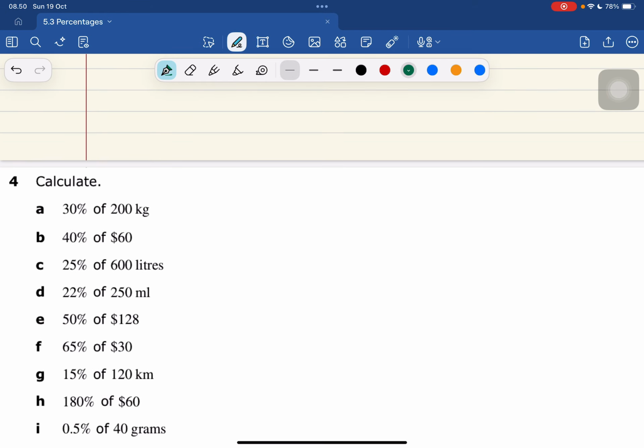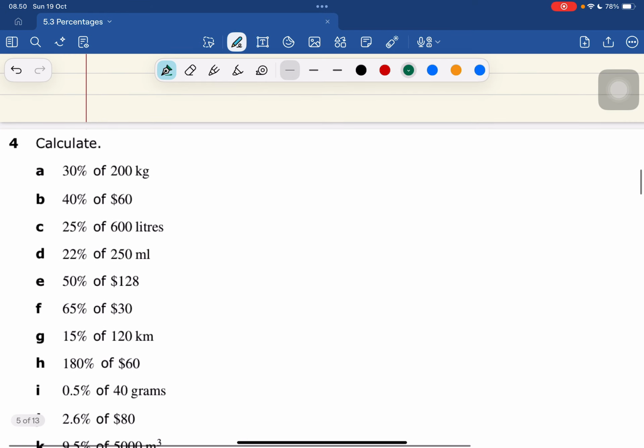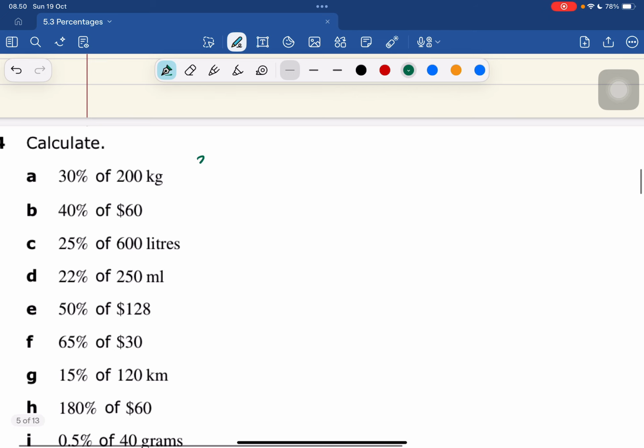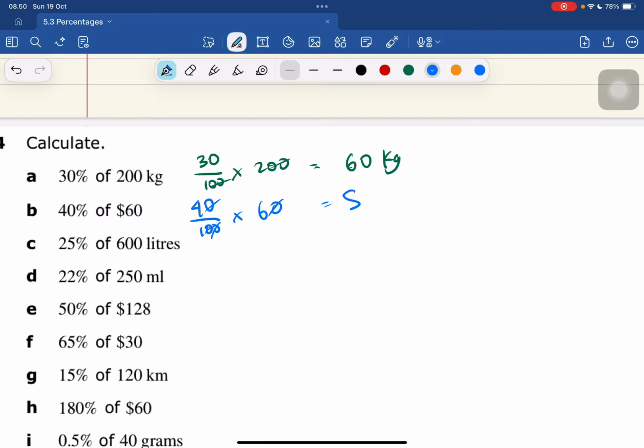Calculate 30% of 200 kilogram. So this is 30 over 100 times 200. So here we can simplify it, divide by 100. So we got 30 times 2, which will get the answer of 60 kilogram. Next, so we got 40 over 100 times 60. So this divided by 10, divided by 10. So we got only 4 times 6, which gives us the answer of $24.